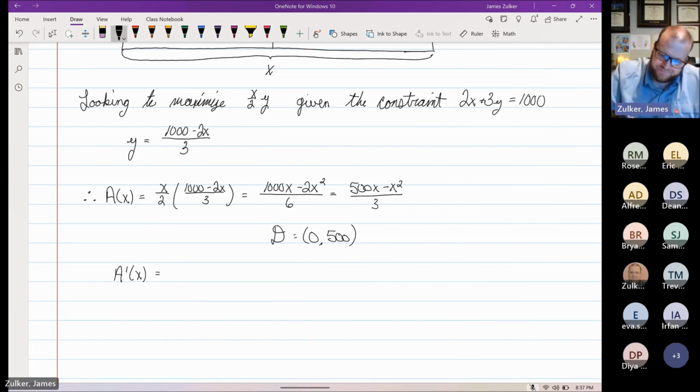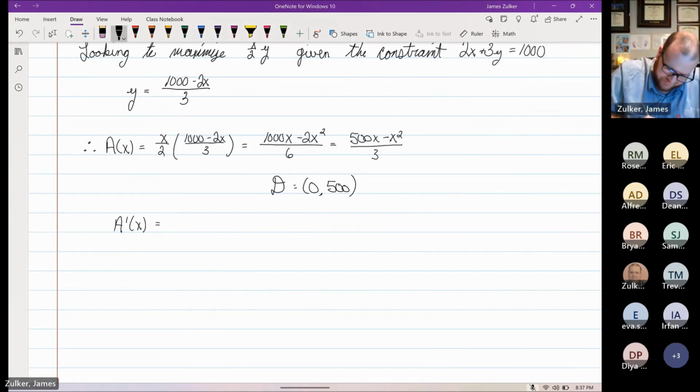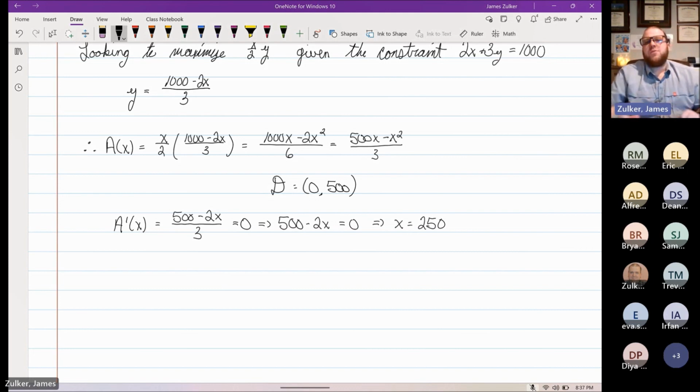Right, so let's take the derivative. It'll be 500 minus 2x all over 3. Defined everywhere, so set it equal to 0. 500 minus 2x has to be 0, which means x would have to be 250. So that is our critical point.